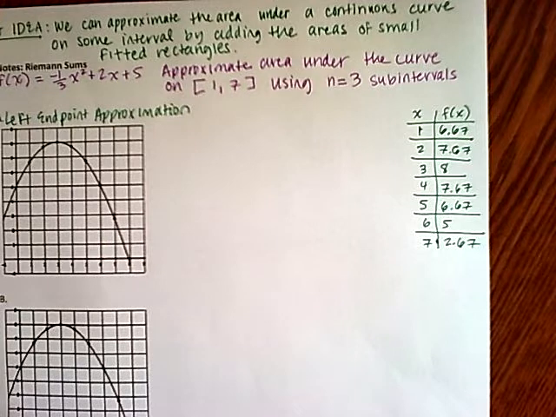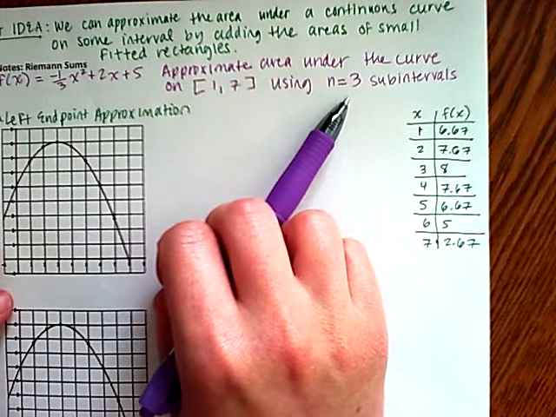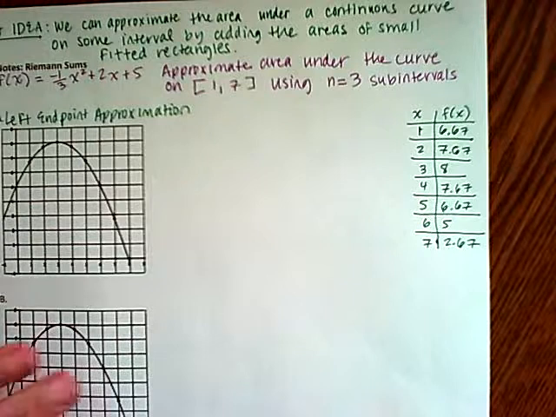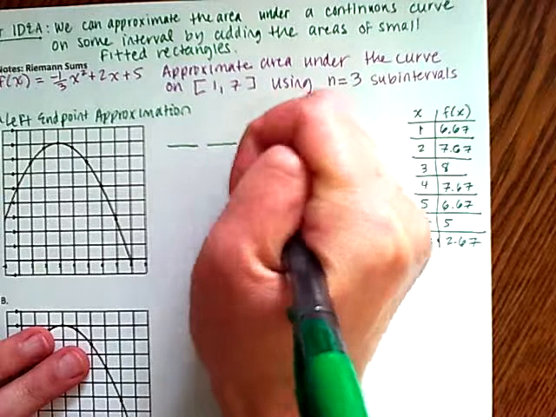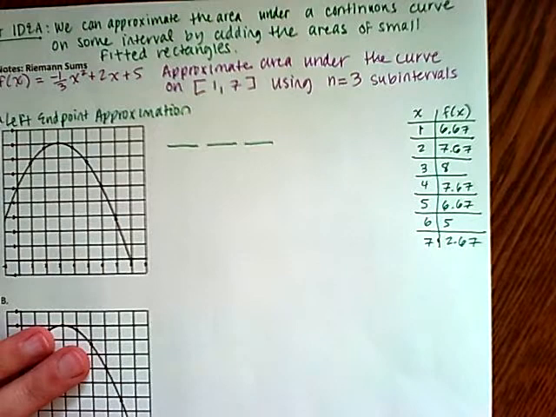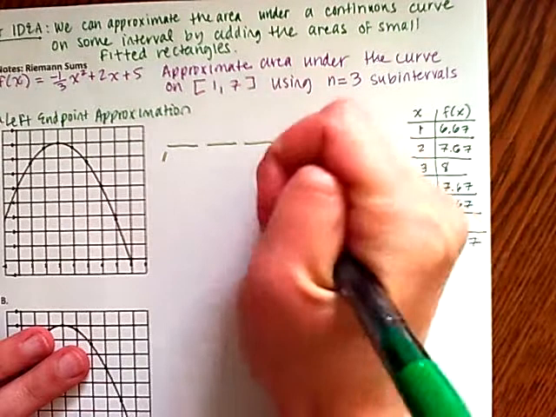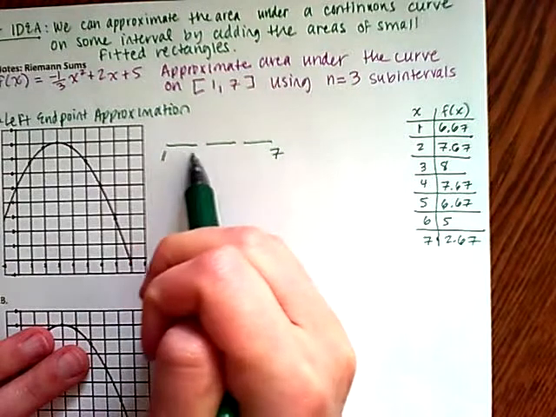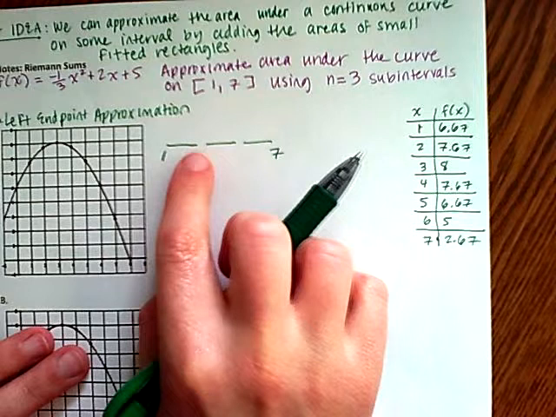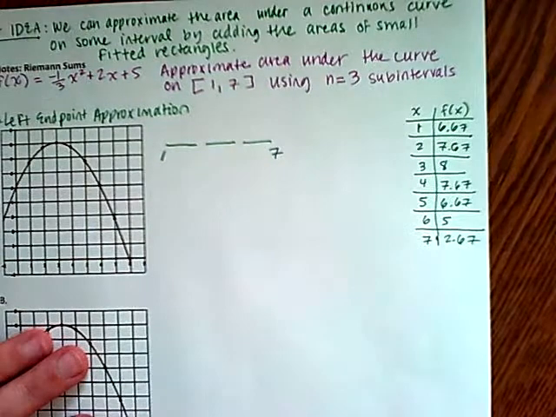Okay, so the idea of the left endpoint on 3 subintervals. If we have 3 subintervals, I'm going to show you a visual way of thinking about this. I'm going to draw 3 lines, and these 3 lines represent the bases of my 3 subintervals. I'm going to start with a 1 here and a 7 here, because I'm doing it from 1 to 7. I need to figure out what x values go in these other two spots if I want to use a total of 3 subintervals.